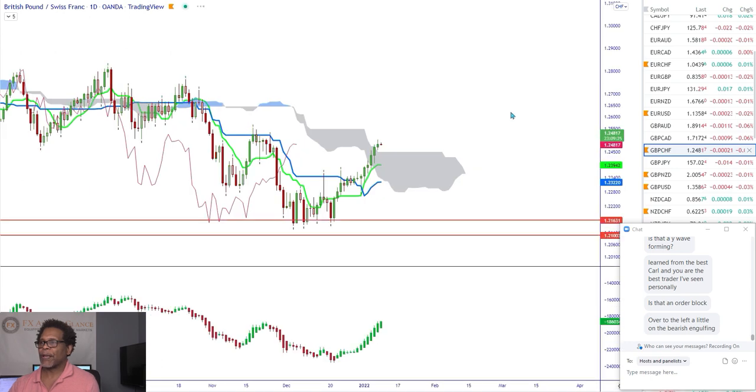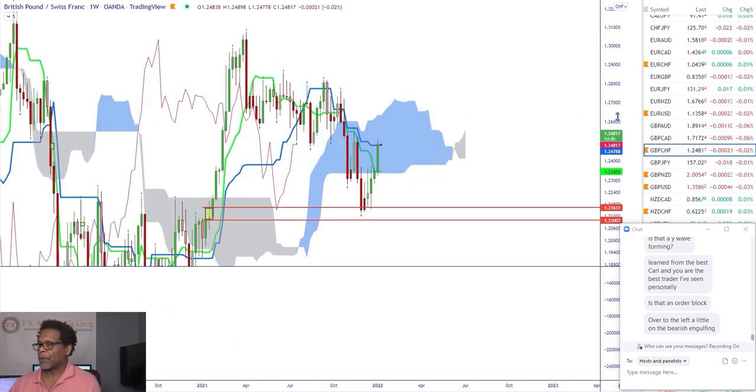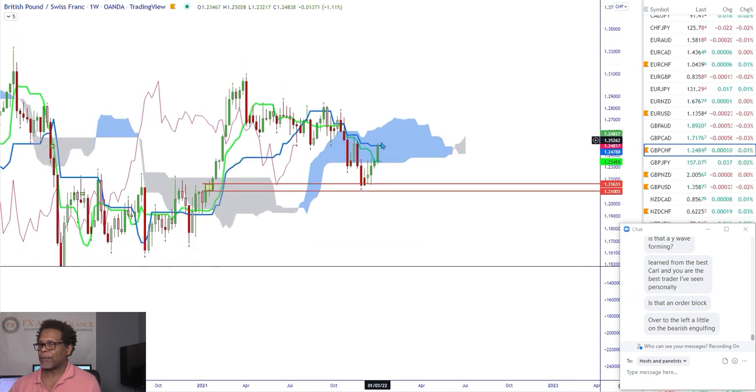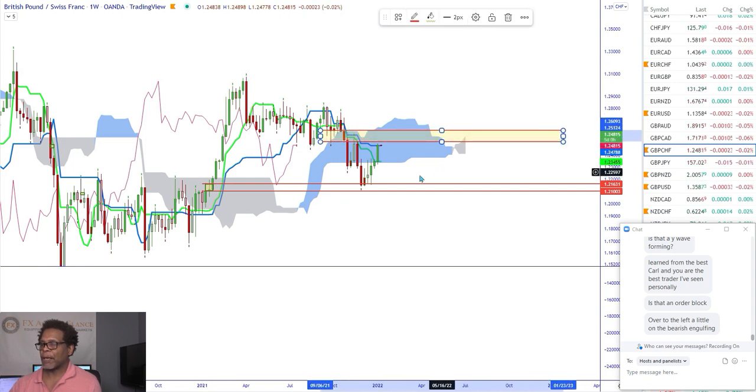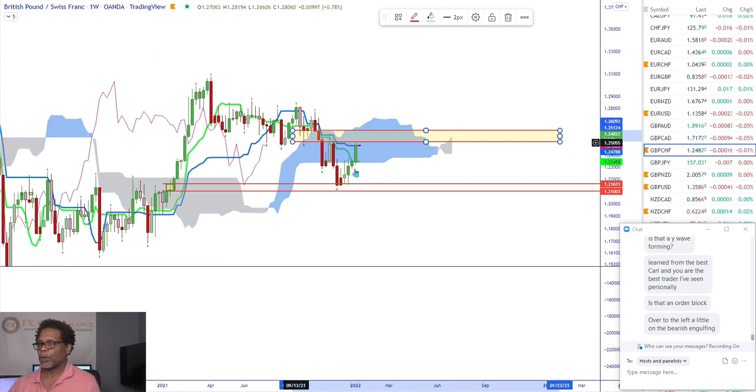All right. Let's go to the pound Swiss franc. Let's go to the weekly time frame. Weekly time frame. We're getting a bounce off of Kijun-sen. We pulled up into the strong zone here. We got dark clouds, so we're starting to see bearish market. And we're already breaking structure, making new lower lows.